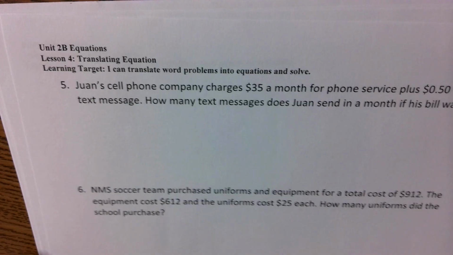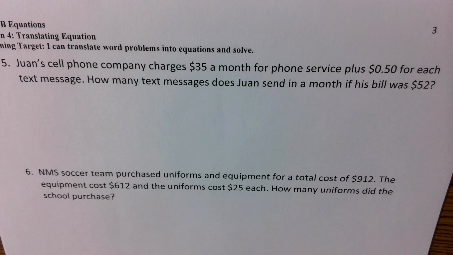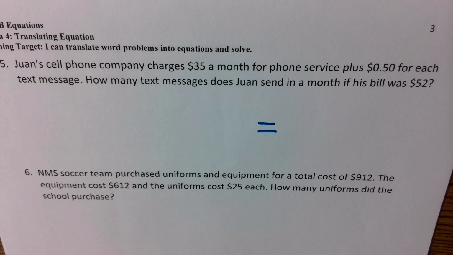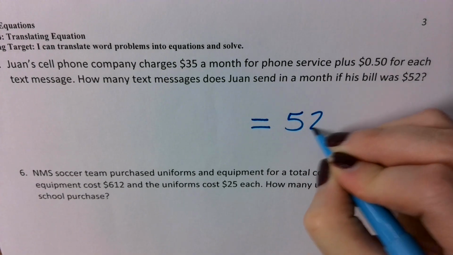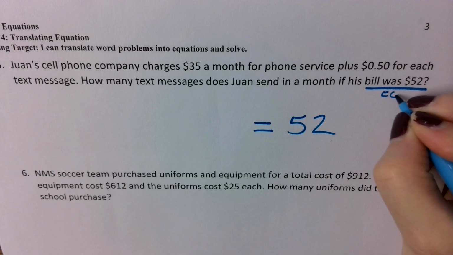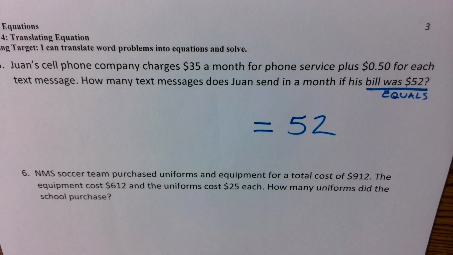All right, Juan's cell phone company charges $35 a month for phone service plus 50 cents for each text message. We want to know how many text messages they can send in a month. So we're only focusing on the cost for 1 month if their bill was $52. So what are we setting it equal to? The $52, right? That's our total end game. That's what the bill is going to be. That's our equals. That's how much it's going to be equal to.